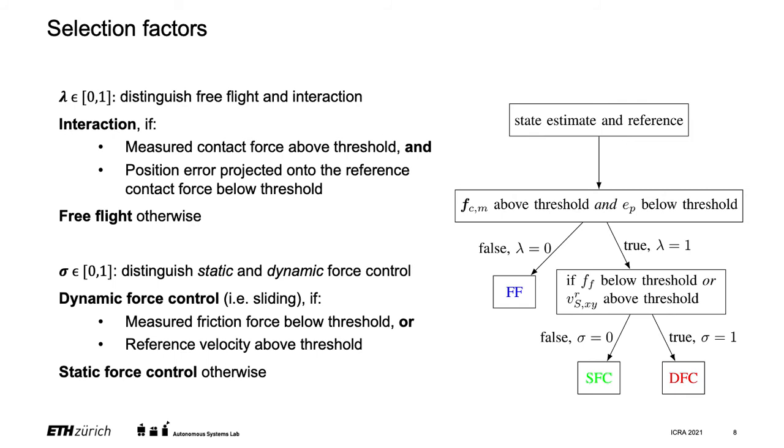It detects dynamic, so sliding, force control if the measured friction force is below a threshold or if the reference velocity is above a threshold. This is based on the assumption that dynamic friction forces are generally lower than static friction forces. All mentioned thresholds are tuning variables and depend mostly on the materials of the surface and the end effector.